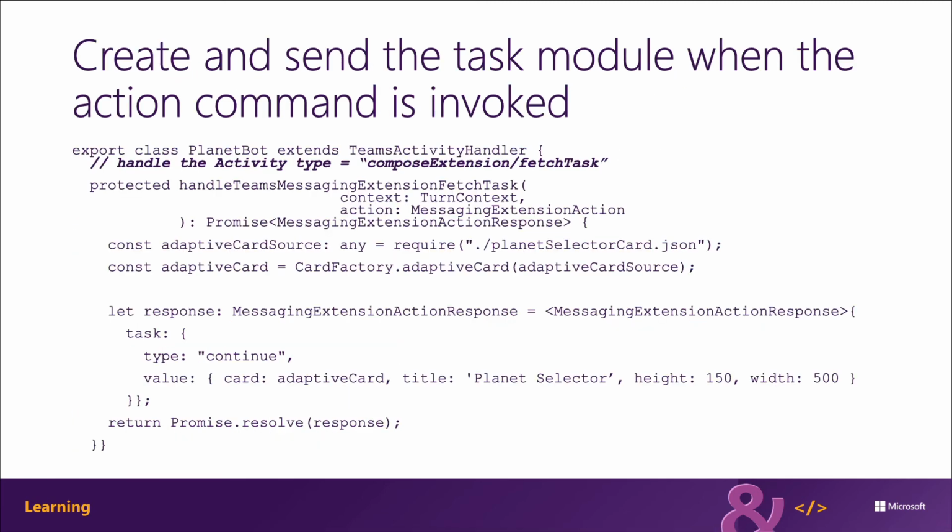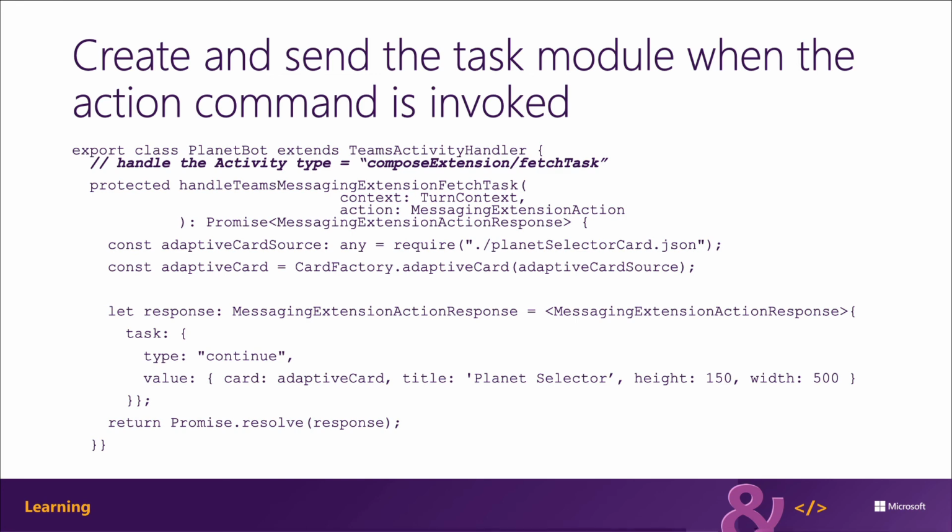If you aren't using the static list of parameters to implement the task module, you'll need to create and return a task module from your messaging extension's web service. The bot framework will send an activity object to your web service of type compose extension/fetch task, as you can see here, with the command ID that you need to respond to with the task object.